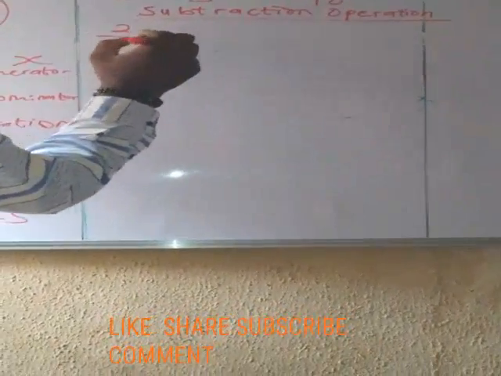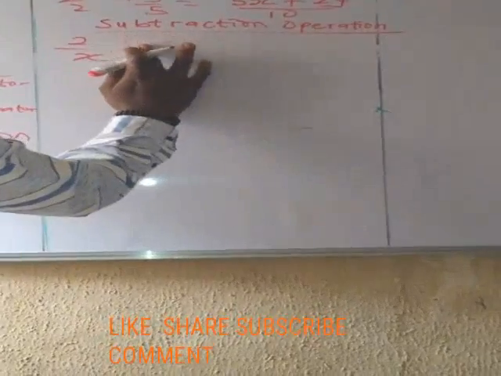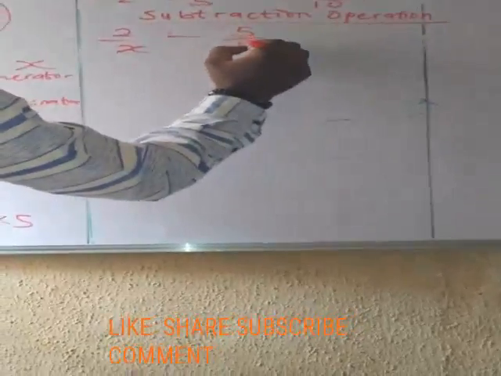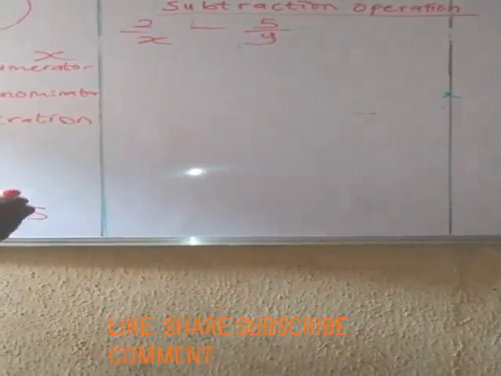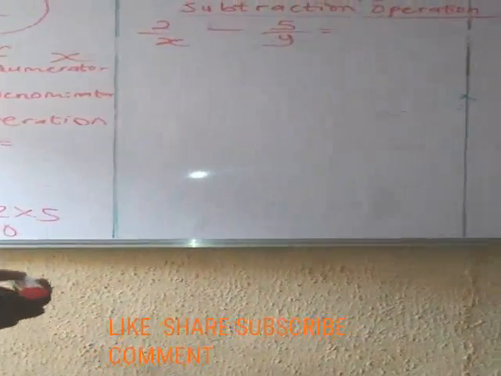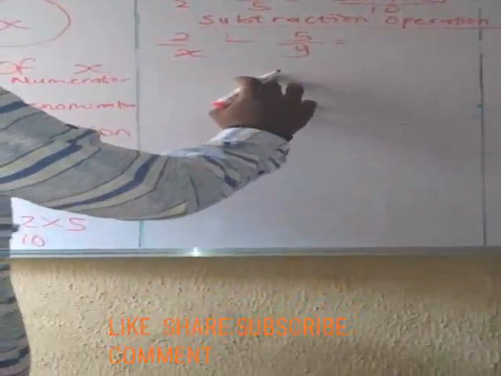For example, if you have a numerator as a number and the denominator as a variable, and you're subtracting from a numerator as a number and a denominator as a variable, it's simply the same thing. Do not be scared when you see such a question and say, oh, I wasn't taught this. No. Simply treat it as a number.